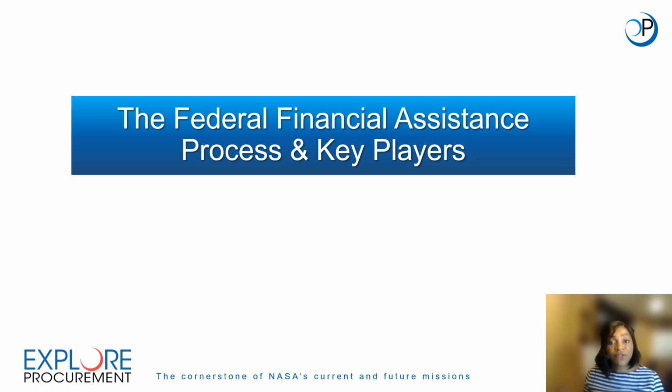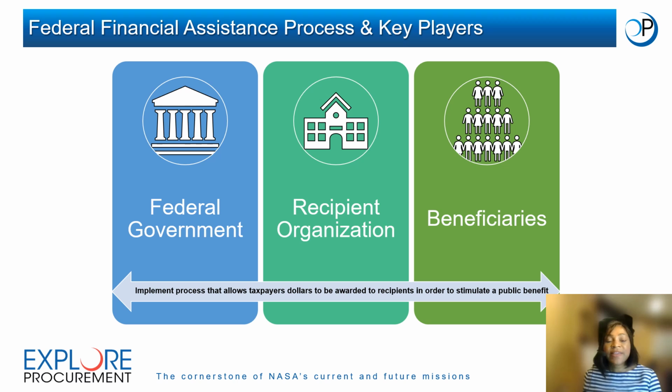Prior to seeking federal financial assistance, understanding the process and the key players is very crucial. Within this section, we delve into both the financial assistance process itself and the responsibilities of the key players that are involved. The assistance process involves key players from the federal government, recipient organization, and beneficiaries with different responsibilities. Together, they implement the process that allows taxpayer dollars to be awarded in order to stimulate a public benefit.